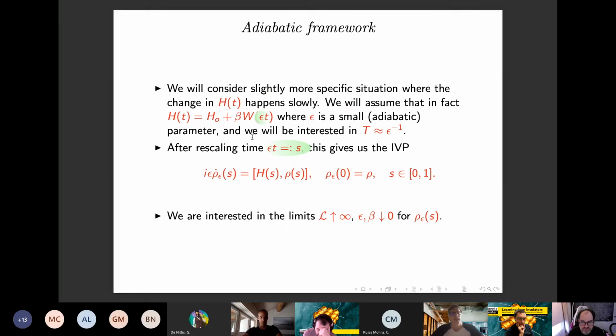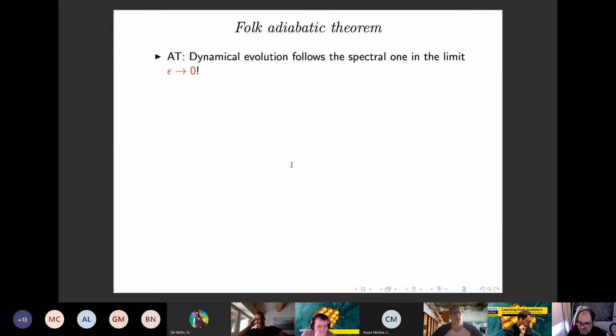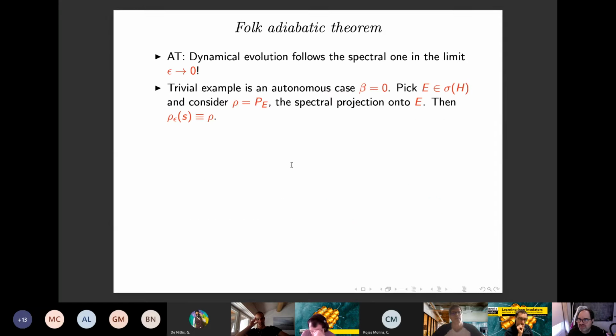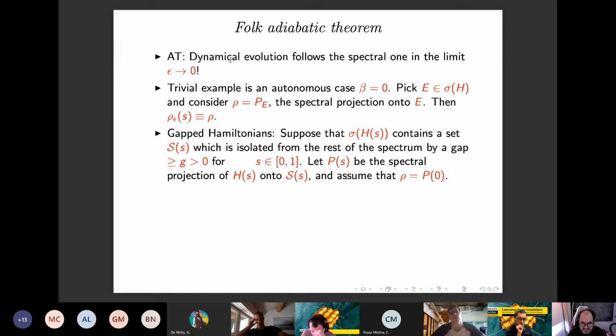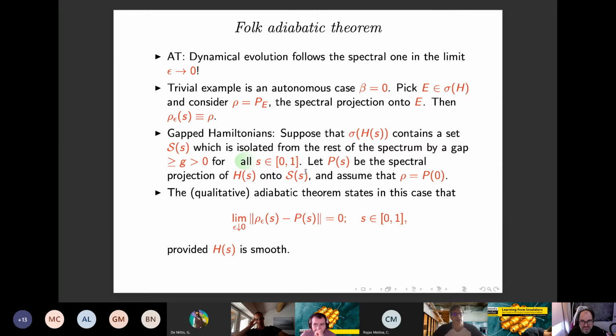So it's not going to give you the right picture. Right? And using the adiabatic framework, you assume that the dependence on time is small, and then you start to develop a theory for this case, and this theory works well, as I mentioned, in the gap case, because dynamical evolution follows the spectral one. So in particular, if you start with a spectral projection to spectral data that is isolated from the rest of the spectrum for all times, then its evolution is close to this spectral evolution.